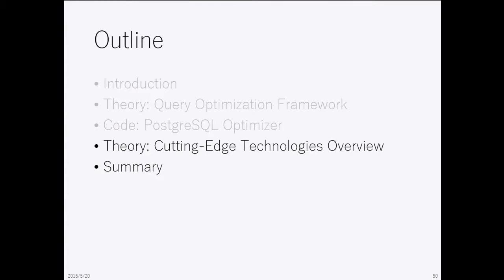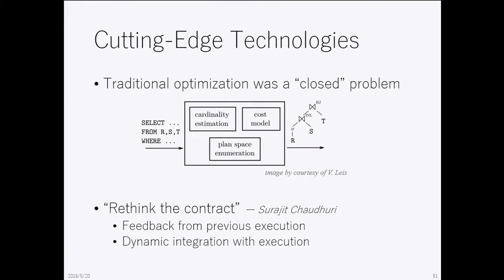So before concluding this talk, let's overview cutting-edge technologies for further improvement of query optimization. Traditionally, query optimization has been a closed problem. Closed means the query optimizer is required to convert an input SQL statement into an optimal plan in a short time, with limited knowledge of actual data and with an approximated cost model. So in this problem setting, it is inherently difficult to find the optimal plan for complex queries employed in real-world applications, as we have seen in the TPC-H experiments. So recently, rethinking the problem setting itself is an active research area.